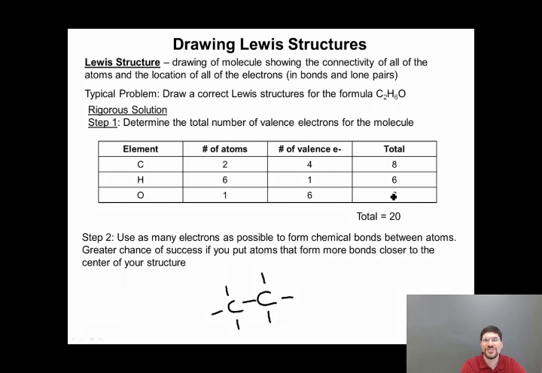And then my oxygen's got to go somewhere. Well, let's just, for the sake of argument, put it on the right side, although I could have just as easily put it on the left, and we would have ended up with the same structure. Okay, the oxygen's got 1 bond. It's going to need 2 bonds, so we will go ahead and draw another bond to it.